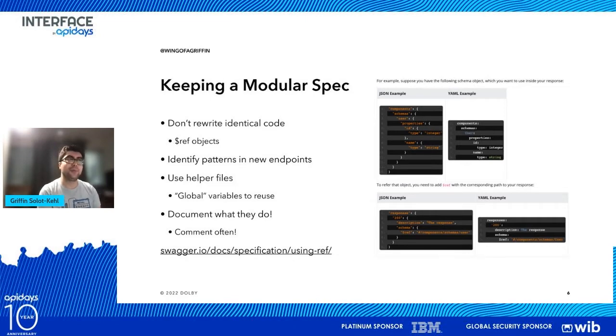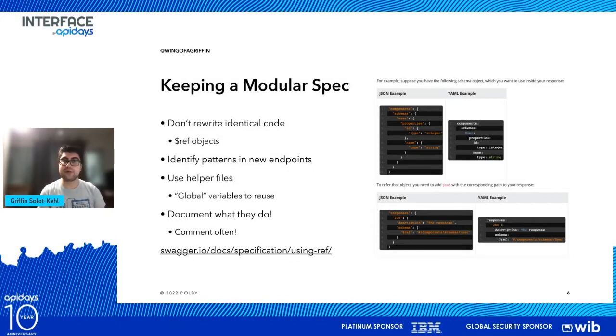You can do the same thing in an OpenAPI specification, which is where the $ref objects come in. The $ref objects allow you to point to other areas within your OpenAPI specification, whether it is in the same file or in a helper file, so that you can reuse them throughout your code. On the right is the actual OpenAPI documentation showing you how to do it, both in JSON and YAML.